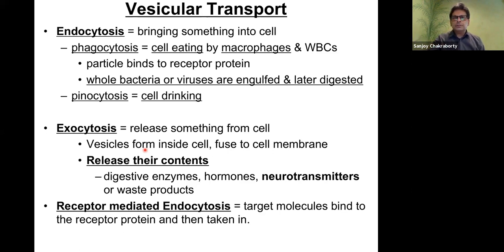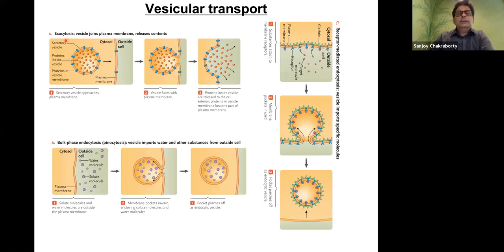So exocytosis. If you look at this picture right here, the top one is exocytosis, meaning let's say these are the waste products you want to throw out. So this is the inside of the cell. This is the membrane-bound vesicle, a vesicle containing the waste. They come close to the membrane, they become part of the membrane, and look at what happens: the molecules are thrown outside. So you're spitting out, exocytosis.